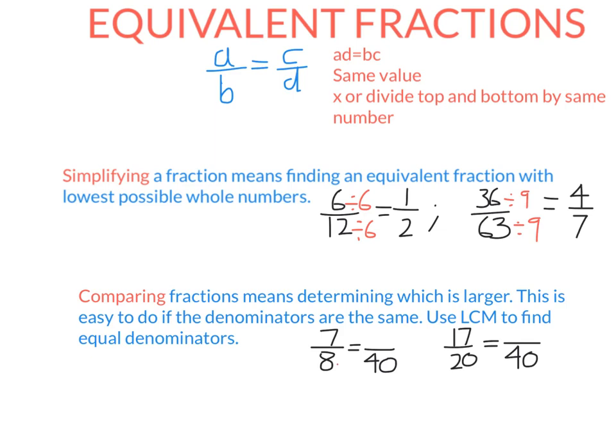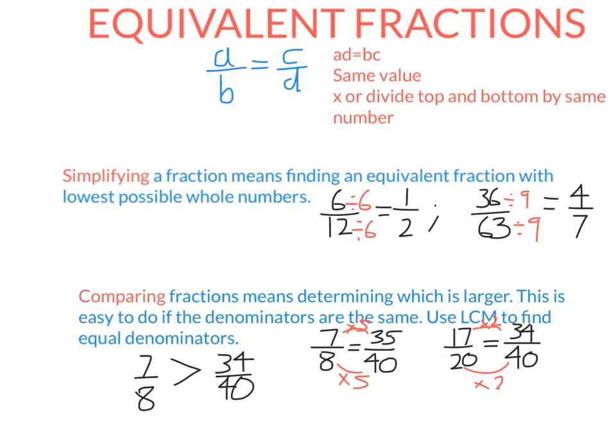So to go from 8 to 40, I times by 5. So if I want the fractions to be equivalent, I also need to times the top by 5. What I do to the bottom, I must do to the top. So if I've times the bottom by 5, I times the top by 5. I get 35 over 40. So in this fraction over here, to get from 20 to 40, I need to times by 2. So that means I also need to times the top by 2. So I get 34 over 40. You can see clearly 35 over 40 is larger than 34 over 40. So that means 7 over 8 is greater than 17 over 20, and we're done.